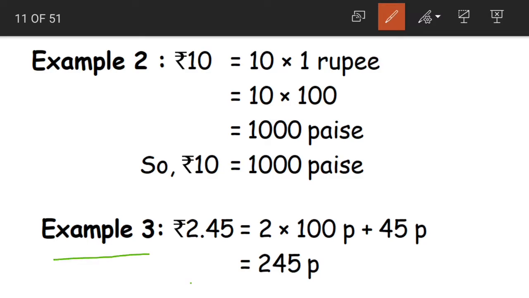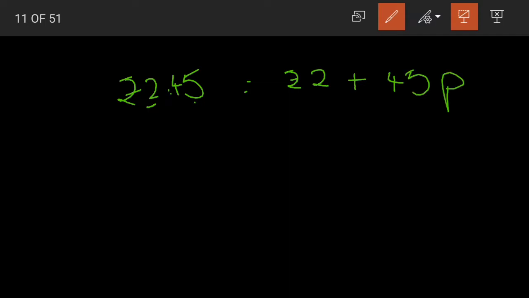Now coming to example 3, 2.45 rupees. 2.45, that is nothing but 2 rupees and 45 paise. That is nothing but 2 rupees plus 45 paise. Yes, we learned just now that if we are writing a point here, the numbers to the right of the point are paise and to the left are our rupees.